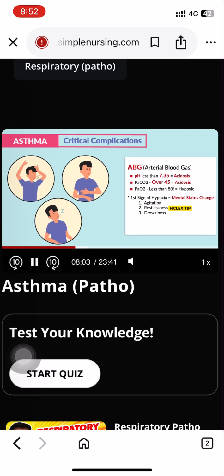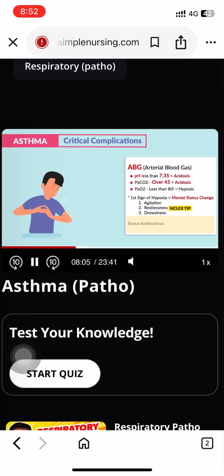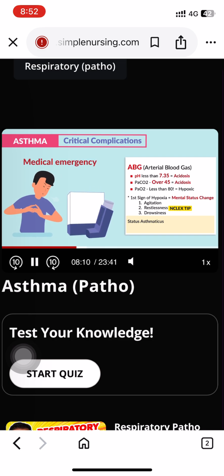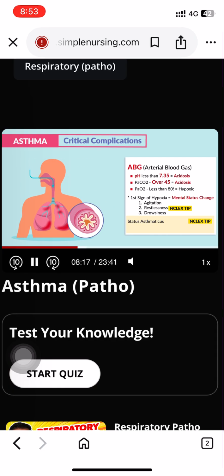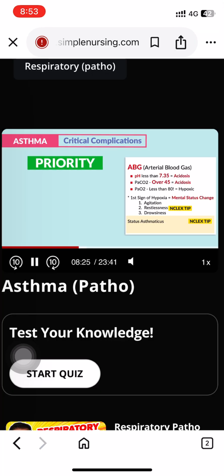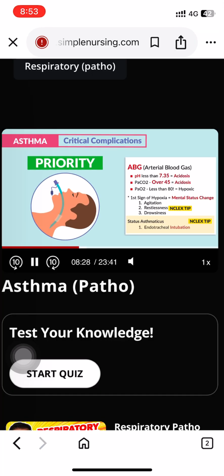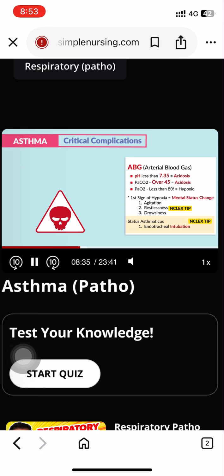Lastly, as mentioned before, status asthmaticus is a medical emergency. It's an asthma attack that will not resolve with medication. Basically, the patient gets stuck in this asthma attack. We're talking inflammation so severe that no airflow is possible, and the client dies. So the priority intervention in any critical complication is number 1, an endotracheal tube or endotracheal intubation. So write that down. Again, typically the most deadly key points are the most tested key points.